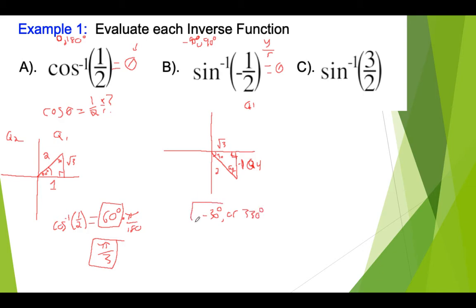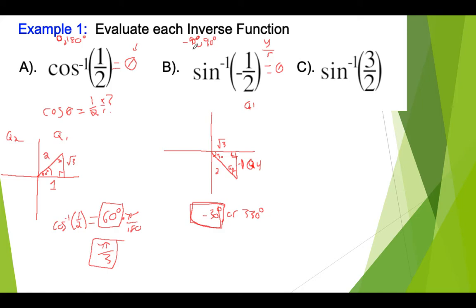Now, this is probably what the book will tell you, negative 30 degrees, because your range, your answer has to be in between negative 90 degrees and 90 degrees. The sine inverse function only shoots out answers in between those two.